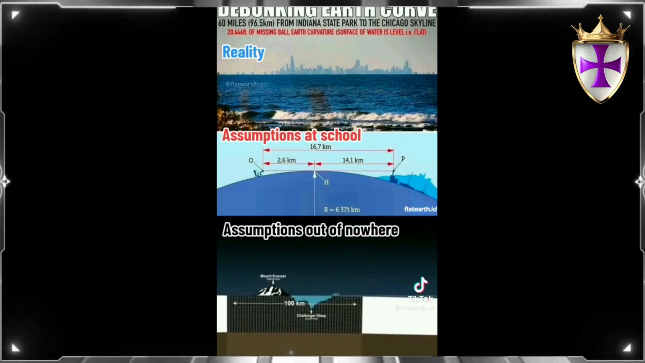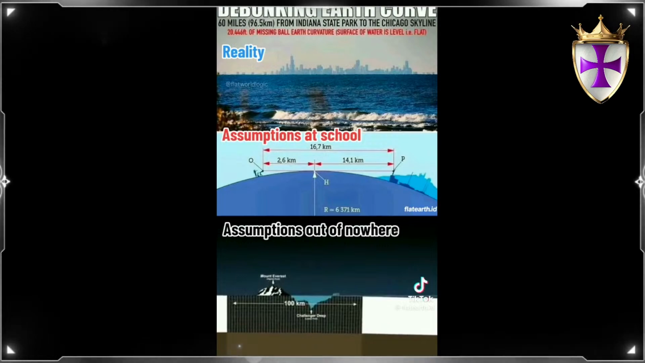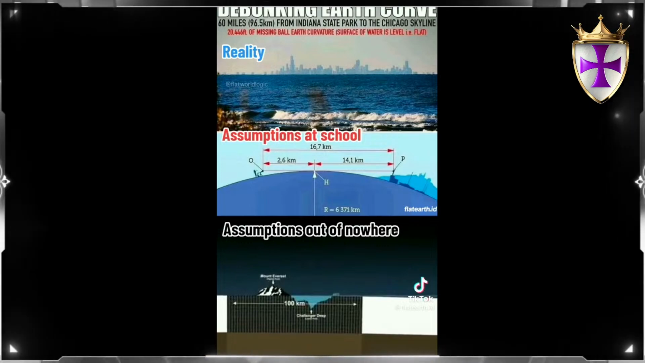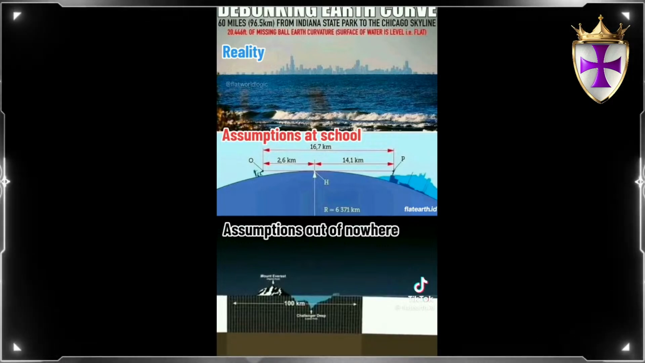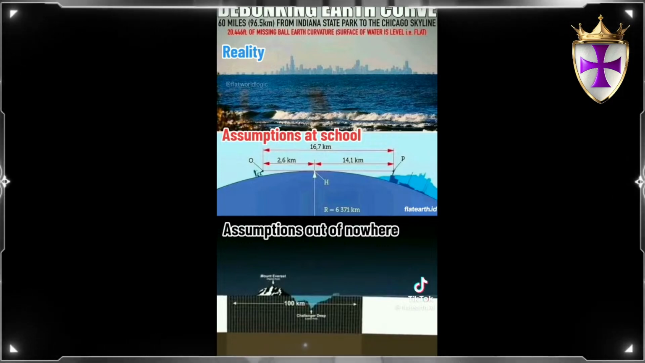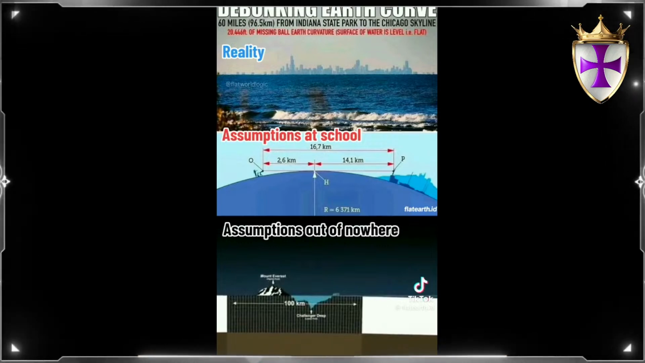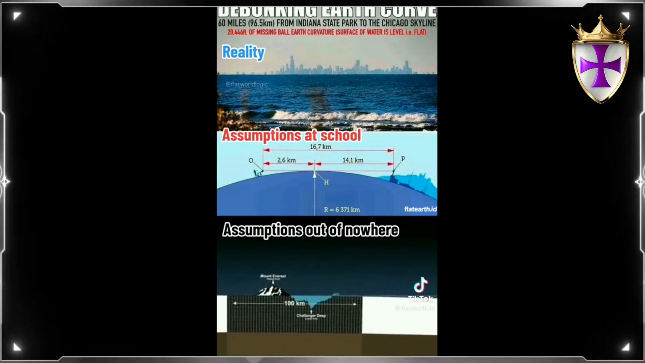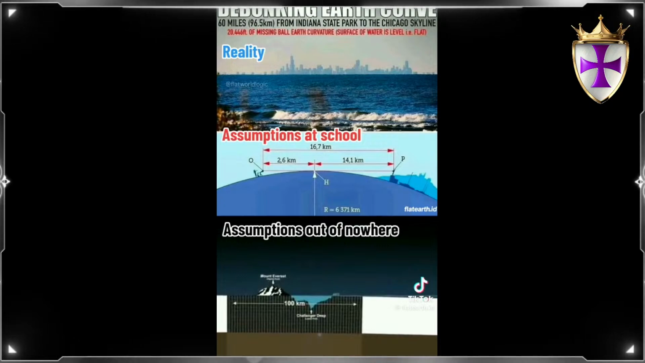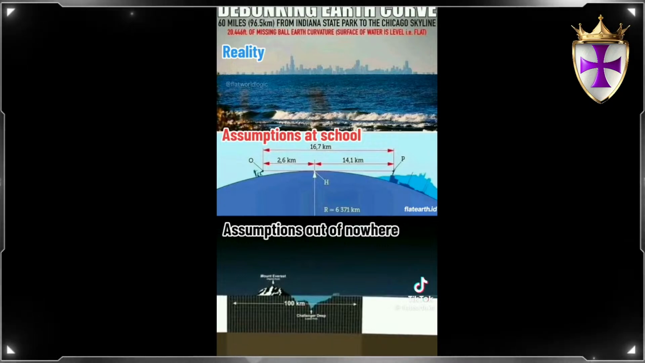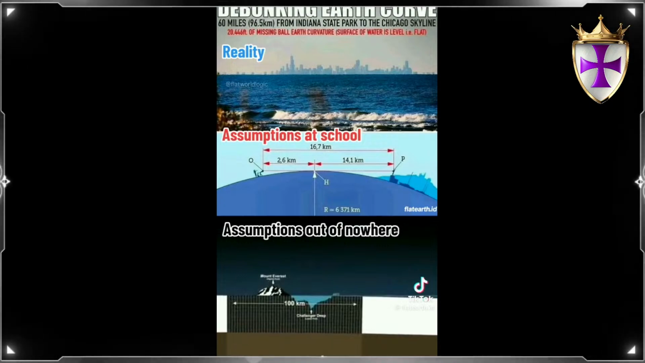Right, and this model is consistent with what we're taught in school, that the radius of our globe is allegedly 6,371 kilometers, basically from the center of the globe to the surface. So this model is accurate according to that assumption, but the reality clearly is vastly different.